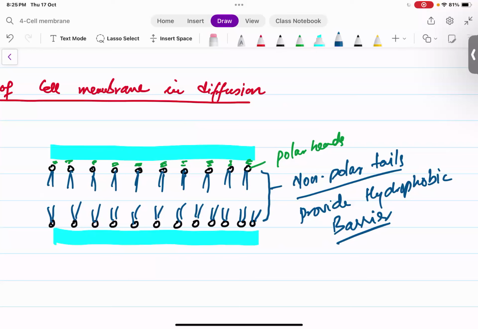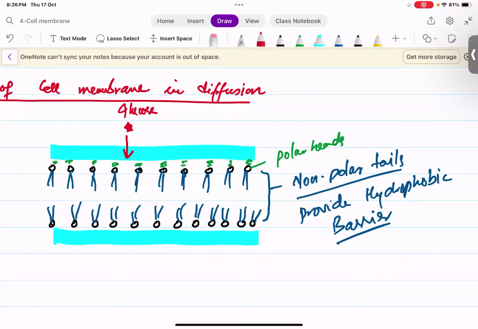For example, glucose is a polar molecule. If this is a glucose, for example, you know glucose is a polar molecule. It is water soluble. So even if there is high concentration on the outside and low concentration on the inside, this will not cross through this phospholipid bilayer due to this hydrophobic barrier here. This barrier would prevent this glucose from moving through the phospholipid bilayer. Similarly, sodium ions will not move through this phospholipid bilayer as it provides a hydrophobic barrier.